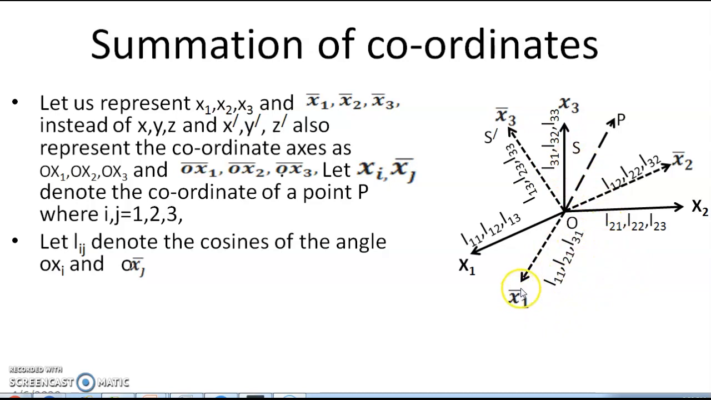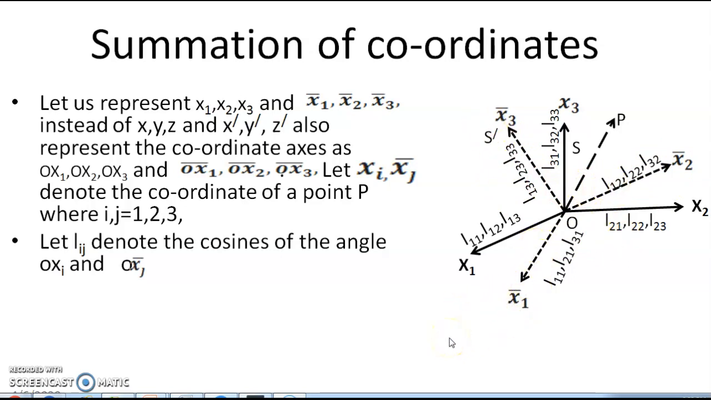Okay. And for the second coordinate system, x1 bar, we are writing L11, L21, and L31. Just see the notations 1, 1, 2, 1, 3, 1. In this case, the second suffix value is 1 for x1 bar. Similarly, for y dash, the second suffix value will be 2, 2, 2. For the z dash axis, the value will be 3, 3, 3. Okay. This is simple.